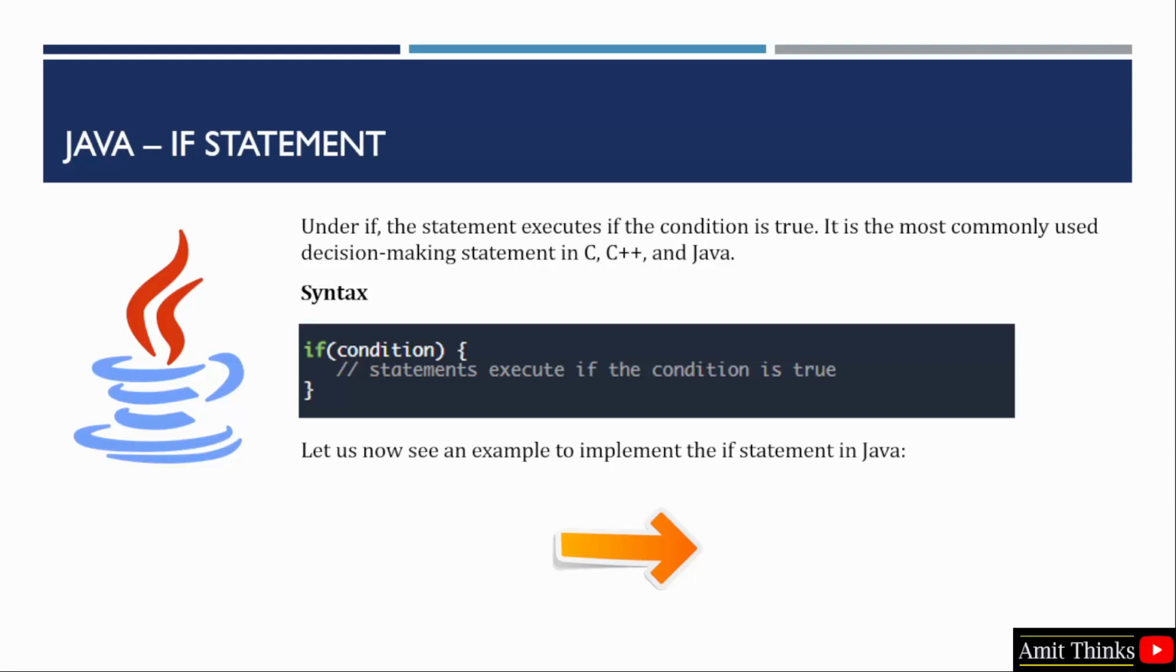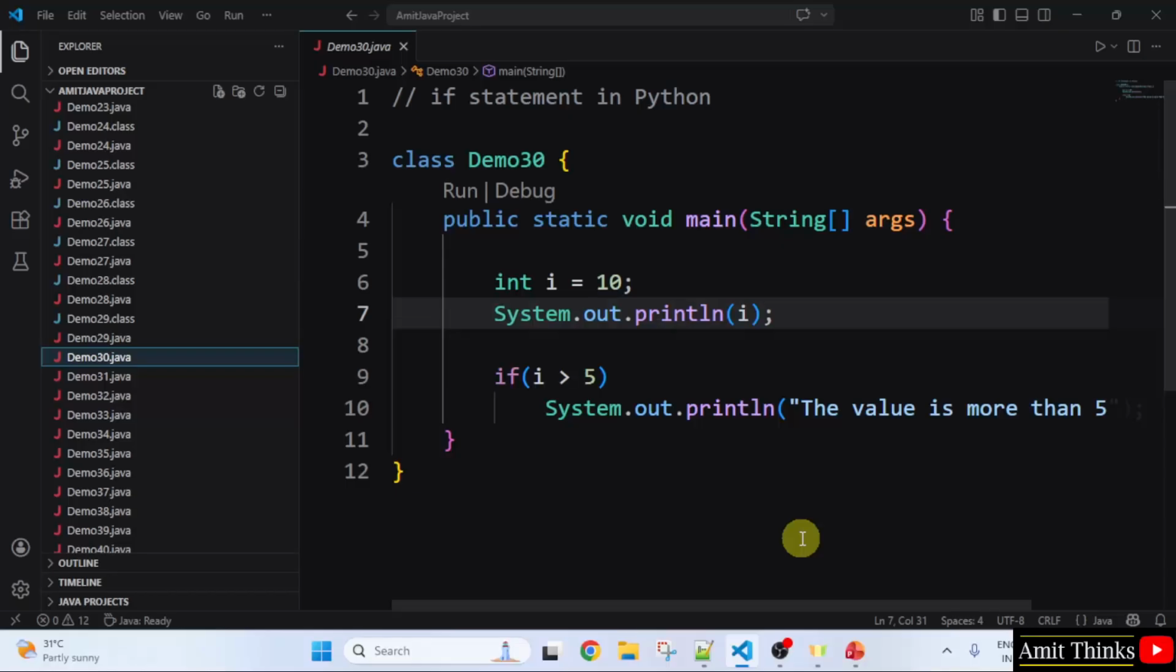Here is the syntax. First you need to mention the keyword if. After that, the condition comes. The statements under the if condition will get executed only if the condition is true. Now let us see an example to implement the if statement in Java. Here is the if statement.